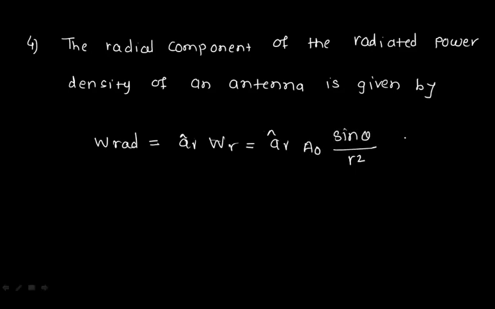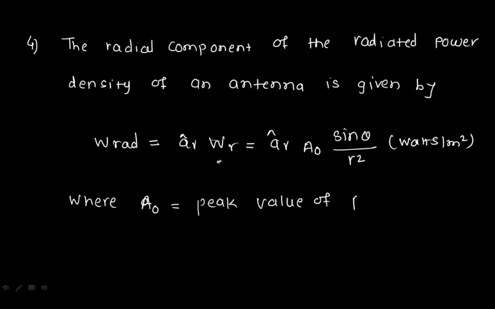As you know, this is watts per meter square, because this is your density. Now the significance of each term is given, where your capital A0 is nothing but the peak value of power density. The second is theta, which is nothing but the usual spherical coordinate.